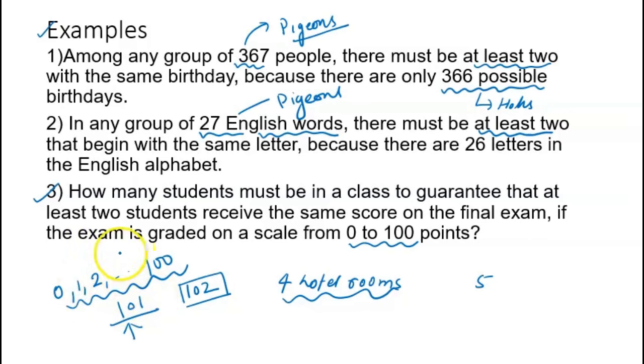So what is happening here? We are taking 102 students. If I take more students, then also at least two of them will be receiving the same grade, but a minimum of 102 students must be there.